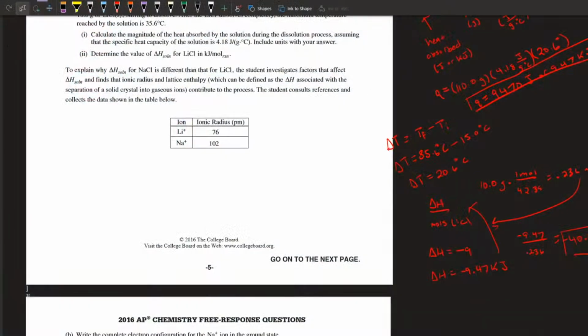To explain why the enthalpy of solution for NaCl is different than that for LiCl, the student investigates factors that affect the enthalpy of solution and finds the ionic radius and lattice enthalpy, which can be defined as the change in enthalpy associated with the separation of a solid crystal into gaseous ions, contribute to the process. The student consults references and collects the data shown in the table below.